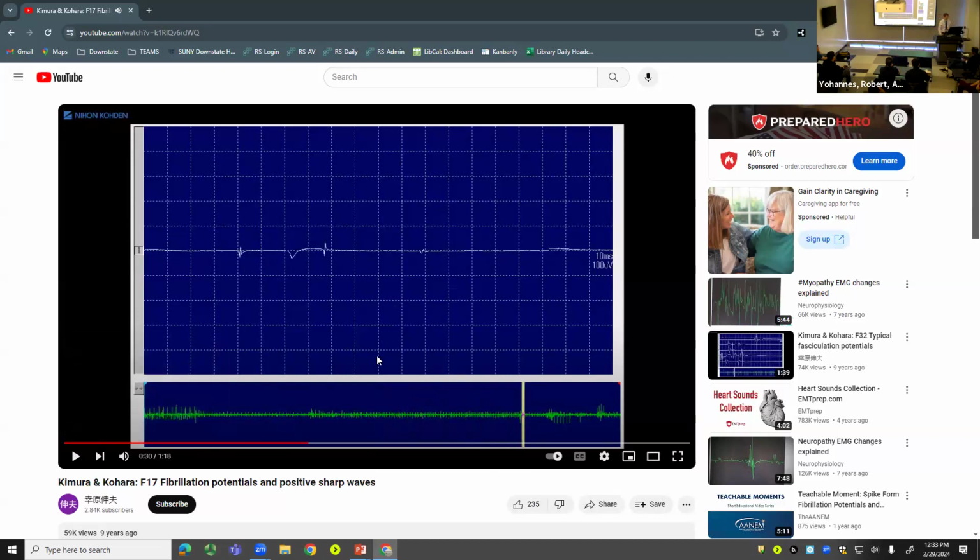Now freeze the screen. You see how tiny they are? This is a fibrillation, positive sharp wave, fibrillation, possibly another fibrillation, very tiny.